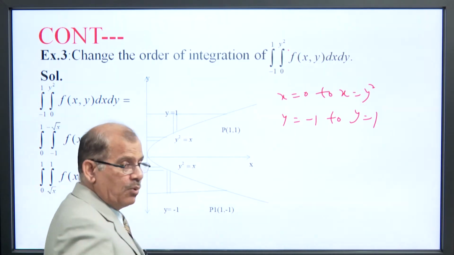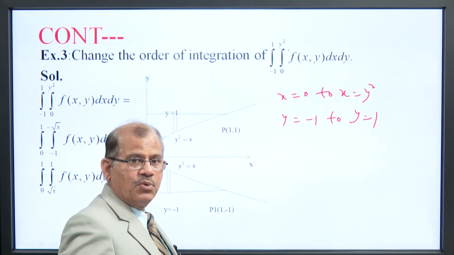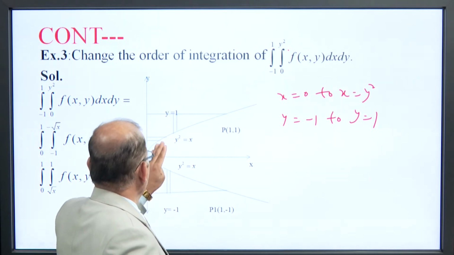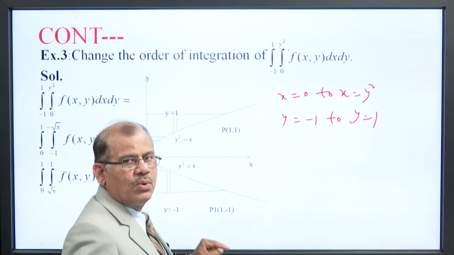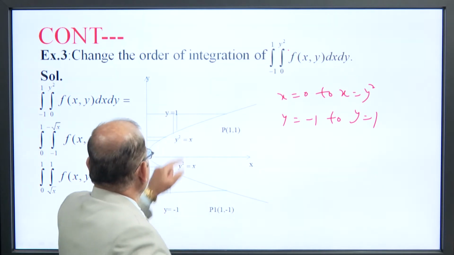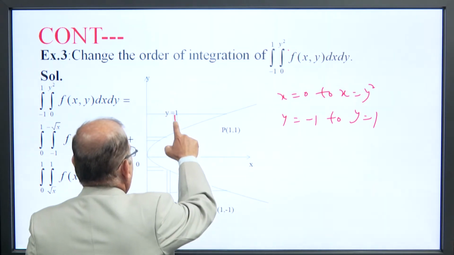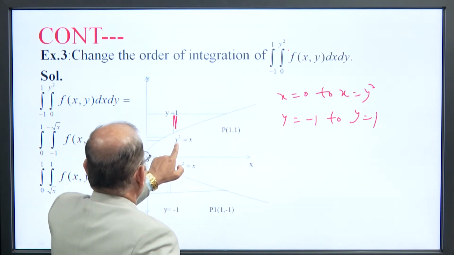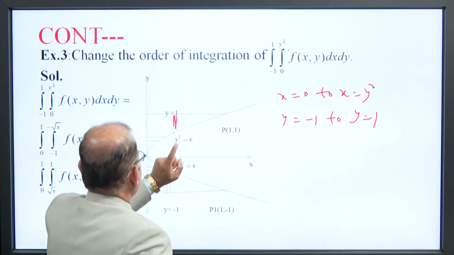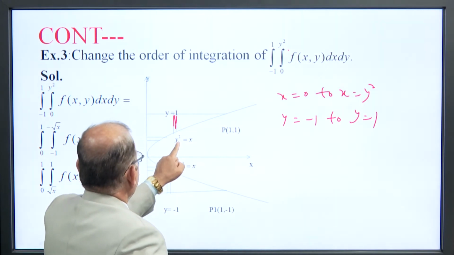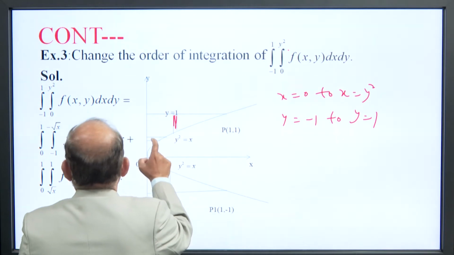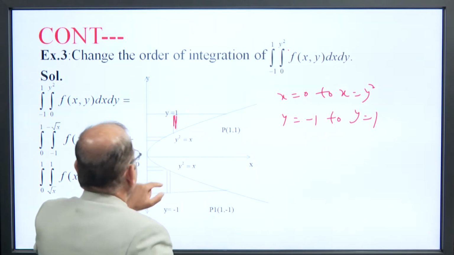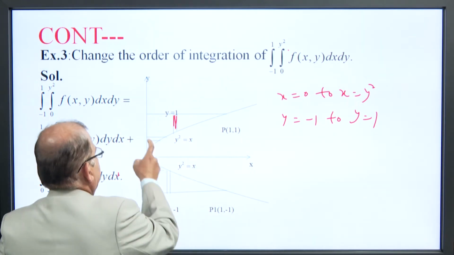Since the variable limit of x is given, we have to draw a strip parallel to x. Here y square equals x, so the variable limit of x is given. We have to find the variable limit of y, which means we draw a strip parallel to y.